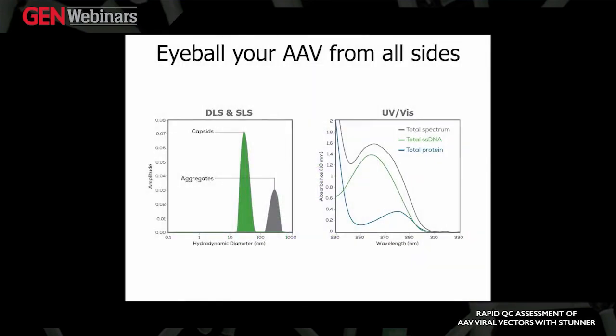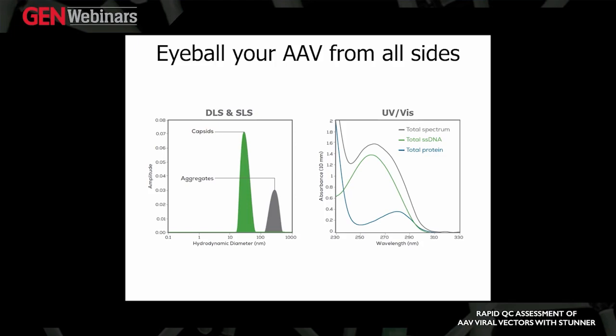Here's what the raw DLS and UV-Vis data look like for an AAV sample on Stunner. Checking out your AAV with DLS tells you what shape your sample is in, if there are only capsids or if aggregates have started to ruin things. DLS also lets you figure out how much SLS intensity is coming from just your AAV capsids. You can measure how much area under the curve is coming from the green peak on the left, while the gray peak is aggregates and larger stuff. What we want is the percentage of green area versus the total area under the curve.